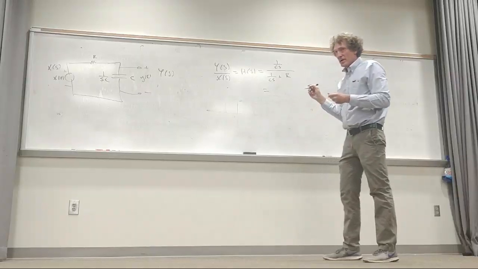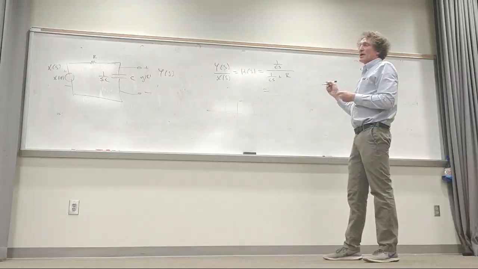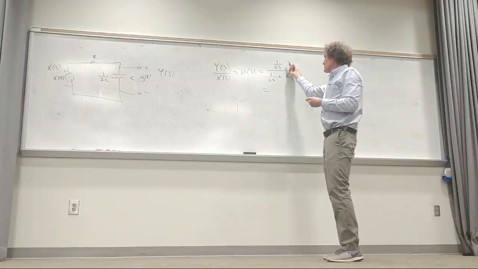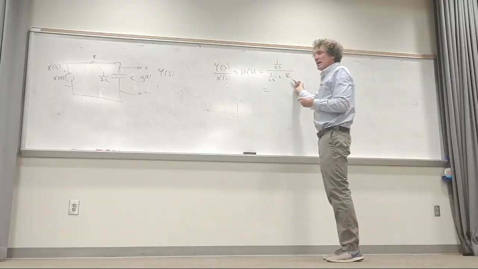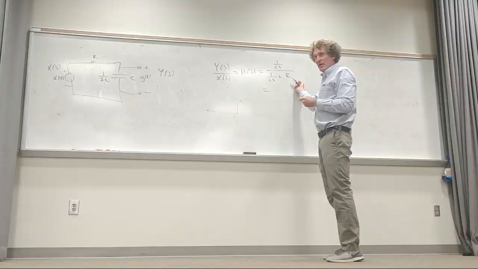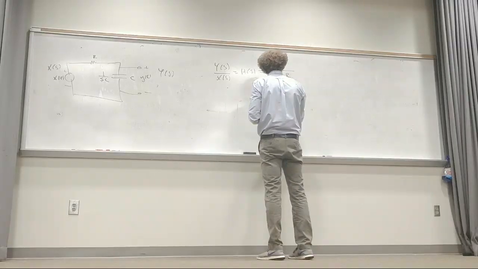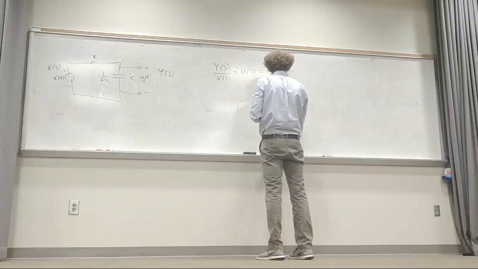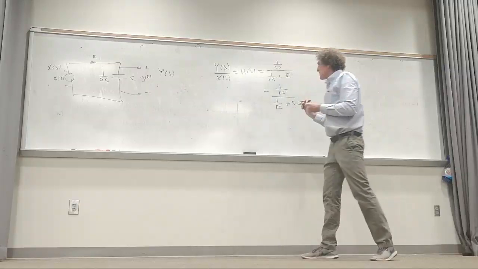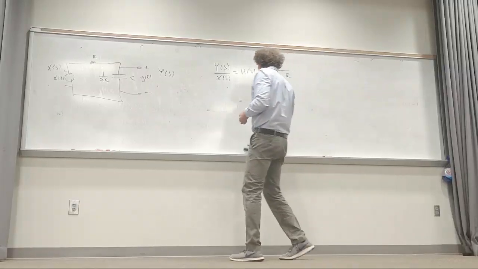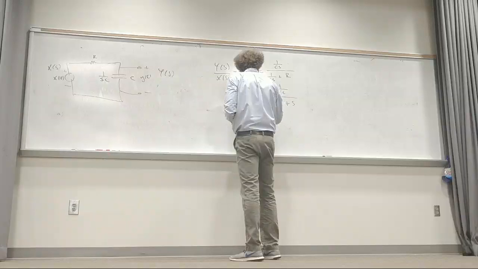Now, I'm going to first multiply top and bottom by S. So that will become 1 over C. This will be 1 over C plus RS, right? And then divide by R. So that gives me 1 over RC here over 1 over RC plus S. Does everybody understand what I've done here? And that is my H of S. Correct?